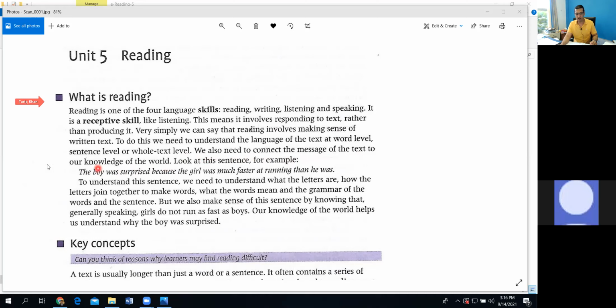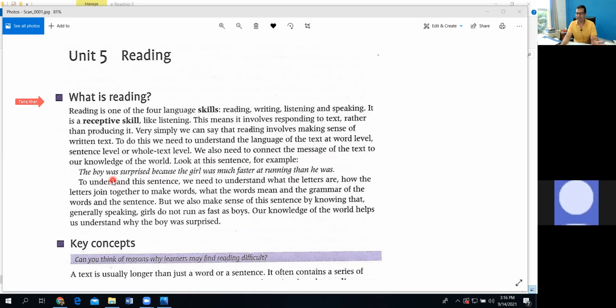Highlight this, knowledge of the world. Okay, this plays an important role in reading. Look at this sentence, for example. The boy was surprised because the girl was much faster at running than he was.